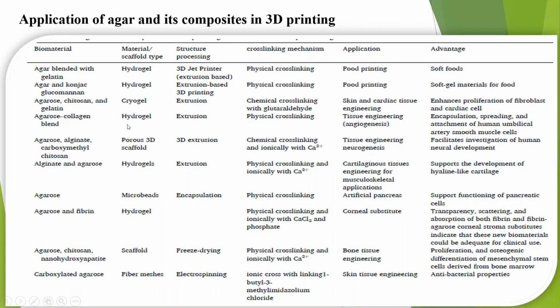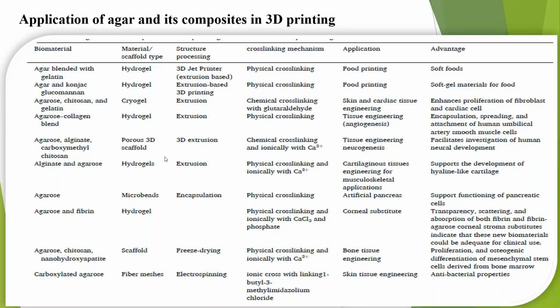After that, we have to choose which type of printing structure processing is useful for making the final product, the cross-linking mechanism, and in what application it can be used. So this gives the outline of how agar can be used in the printing process by choosing the correct structure processing in 3D printing.